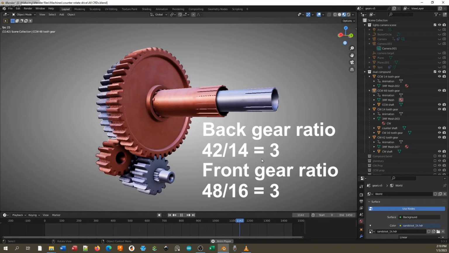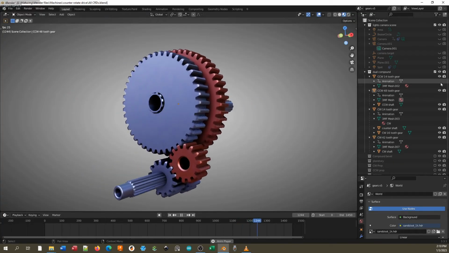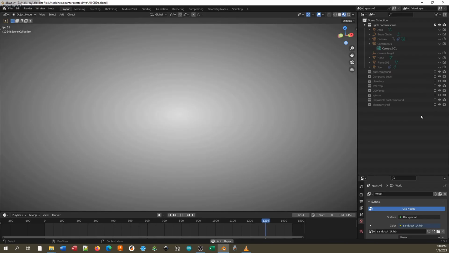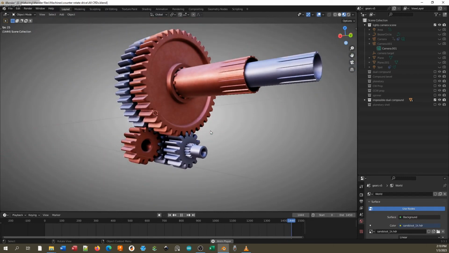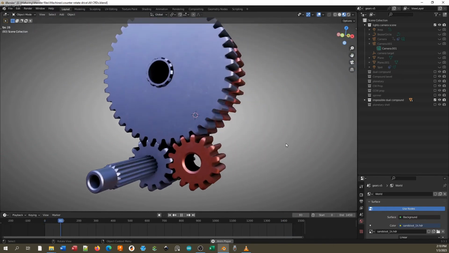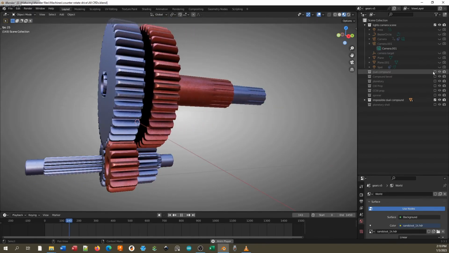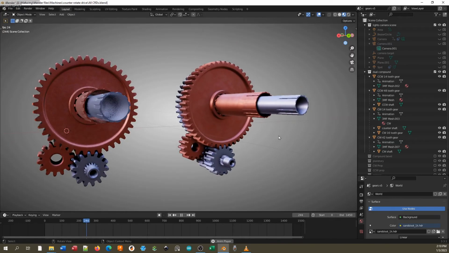To show why it's also necessary to have different size gears, I modeled the same configuration, but with both the counterclockwise and the clockwise gear sets having the same 14 to 42 or 3-to-1 ratio. If I turn this around, you see that the gears clash. So this is an impossible configuration. Different size gears are actually needed to achieve counter-rotation with this dual compound gears with an idler gear.